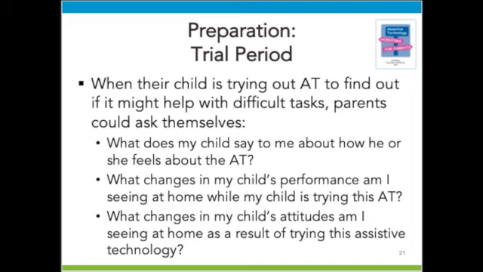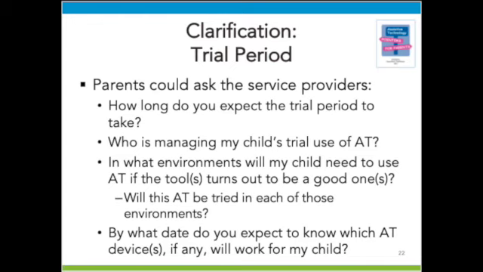Here are some things to consider. What changes in the child's performance are you seeing at home? What changes in your child's attitudes are you noticing as a result of trying this assistive technology? And these attitudes and performances could be about school, schoolwork, about the tool specifically, about themselves. Those are things to pay attention to. Your role as a parent in the trial period is to observe and report any changes in your child's performance or attitudes you see at home.